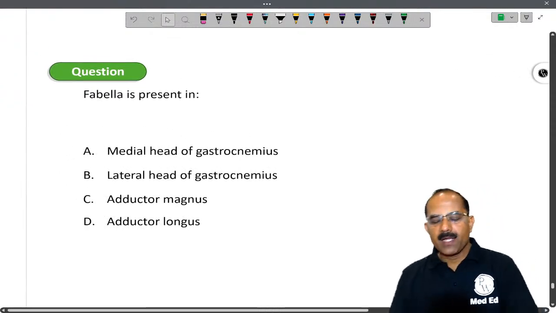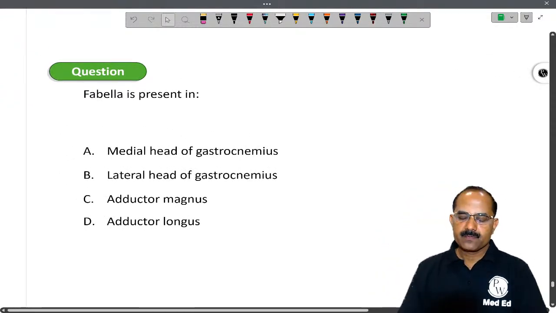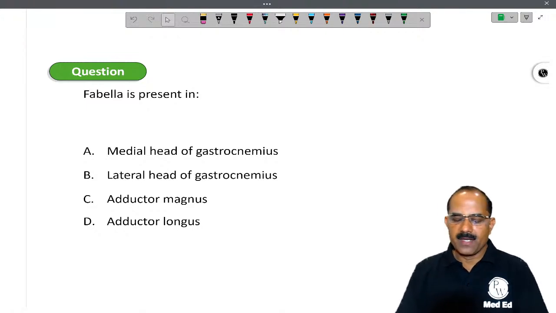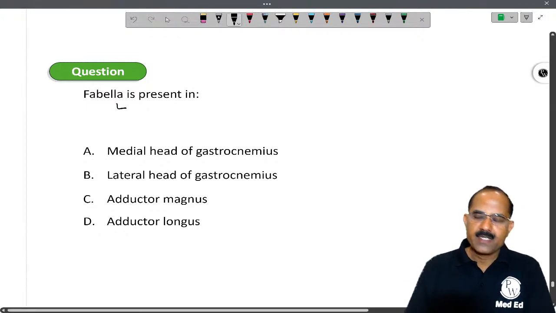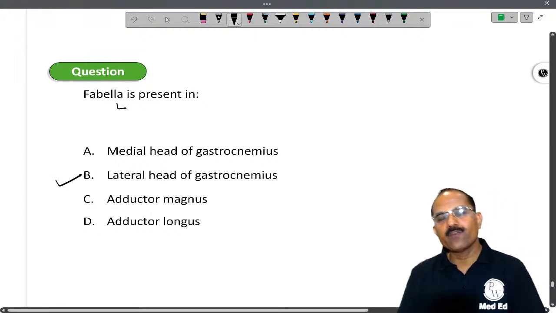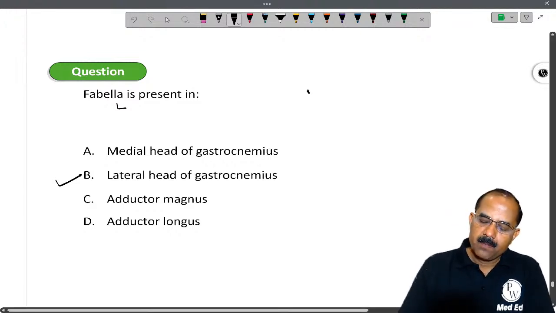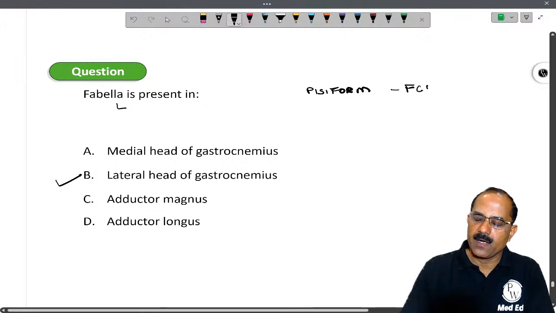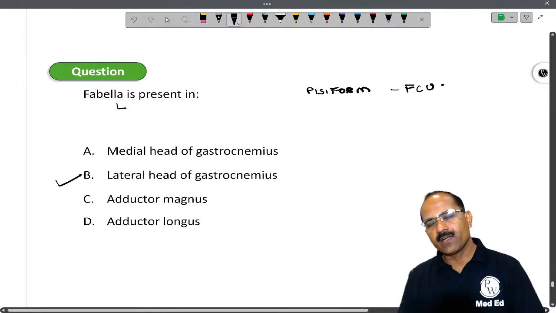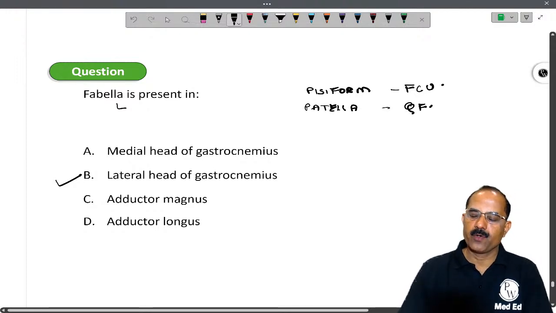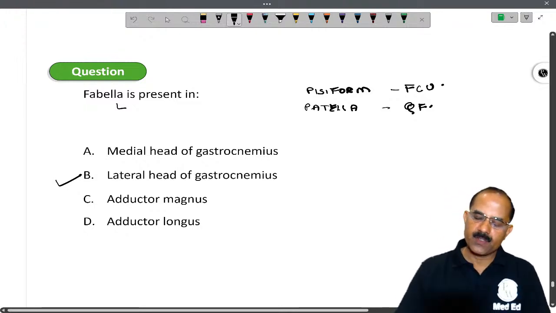Answer this. Flabella is a sesamoid bone. It is present in the lateral head of gastrocnemius. Pisiform is present in the tendon of flexor carpi ulnaris. Then the patella is present in quadriceps femoris.